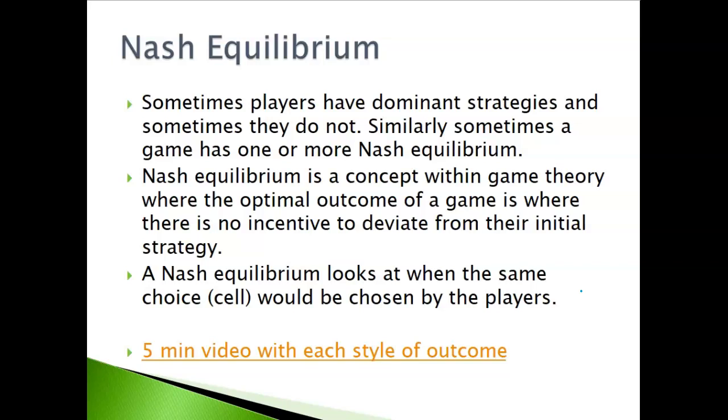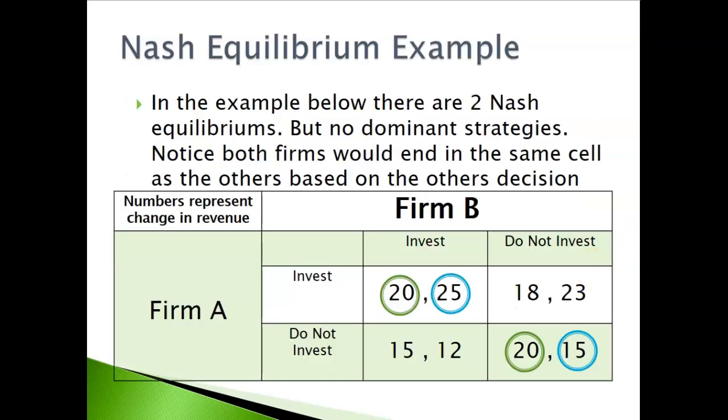So, assuming you start in cell 1 of the 4 quadrants, is there any reason for either player to move in any direction? If the answer is no, then you're in a Nash equilibrium. So for example, I already did this one, I already marked it up. So we have some examples here.